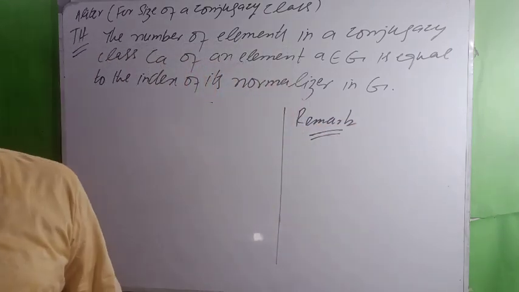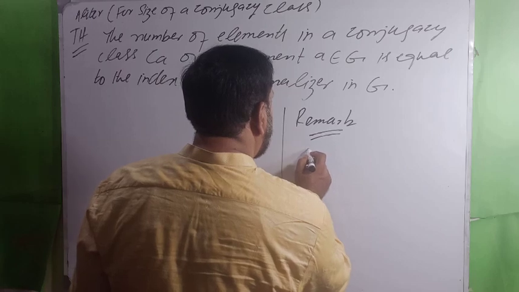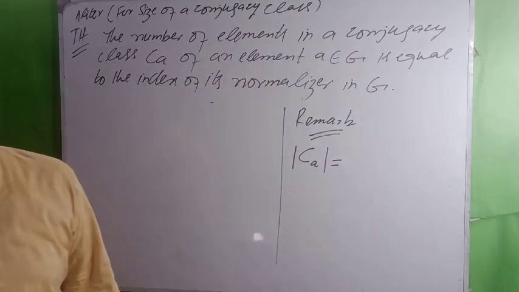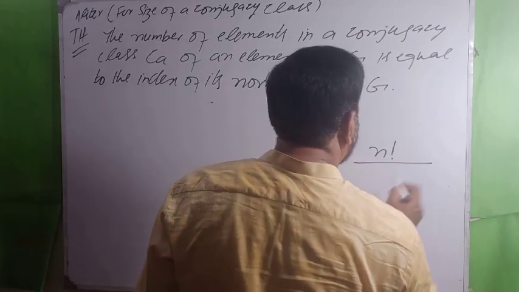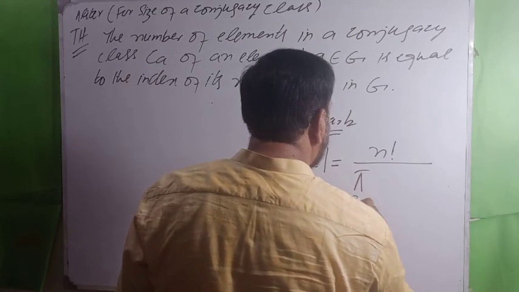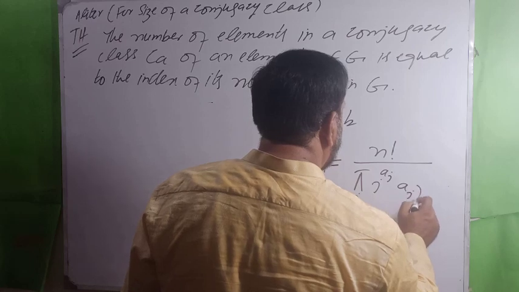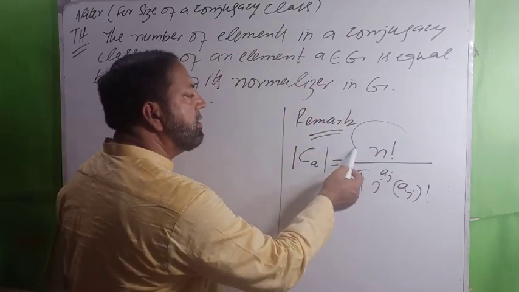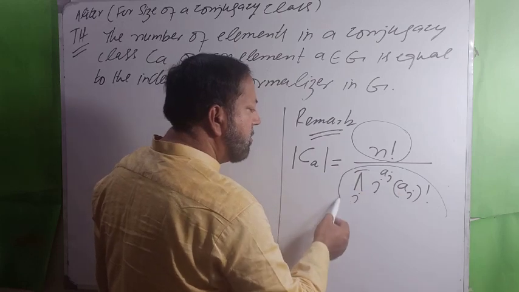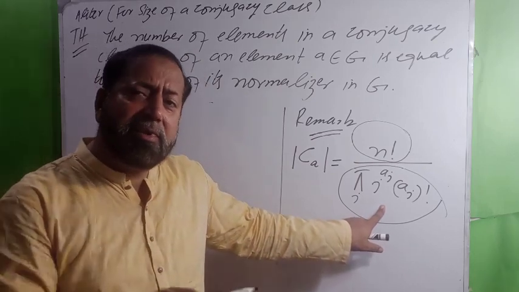Before this, what was the formula for finding the number of elements? The number of elements in a conjugacy class was n factorial divided by the product over j of j to the power aj into aj factorial. So if I assume that n factorial is the order of Sn, then what could this denominator be? Of course, this is the order of the normalizer of A, or you can say the order of the centralizer of A.